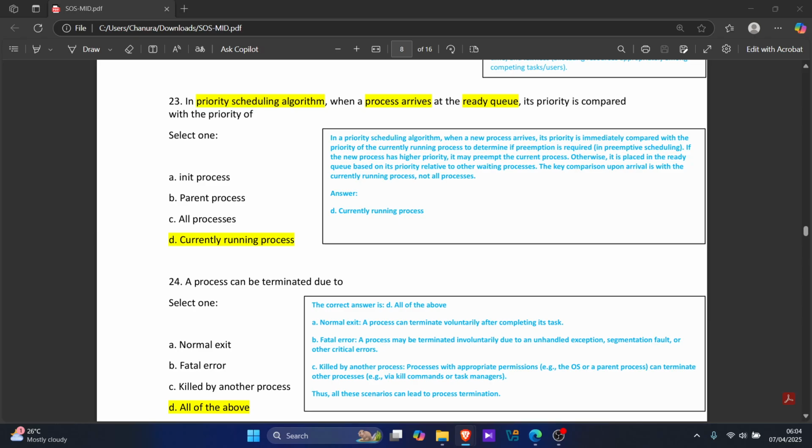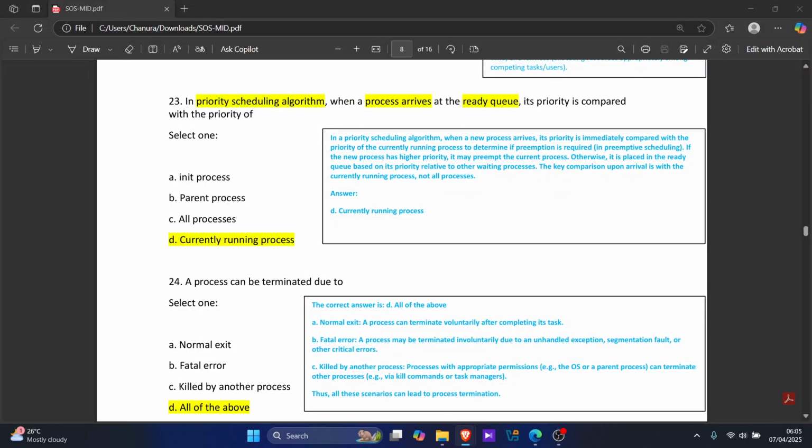The options are, A init, B parent, C all, D current. The question says, when a process arrives at the ready queue, its priority is compared with the priority of. So perhaps in general, in priority scheduling, when a new process arrives, the comparison is made with the currently running process to decide if preemption is needed, and also with others in the ready queue to determine its position. But the answer options don't have both.